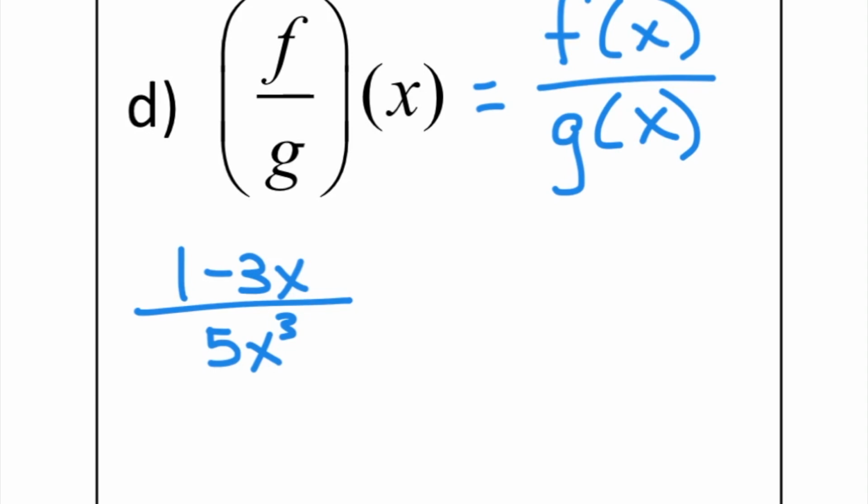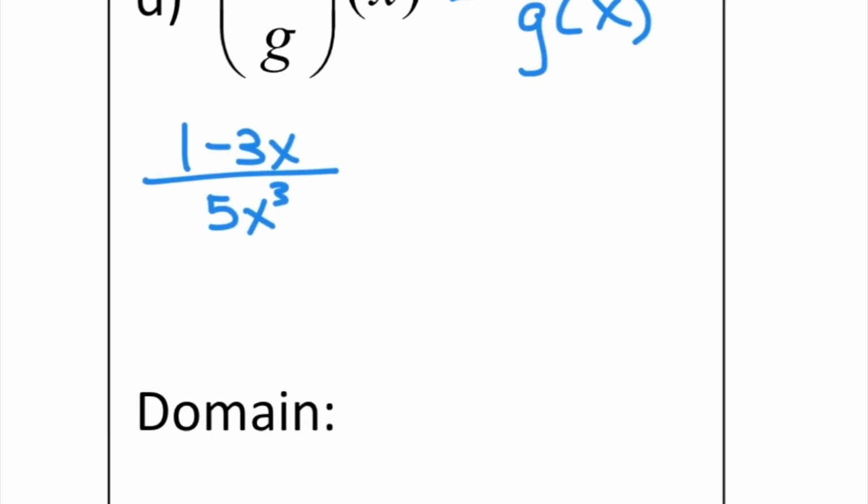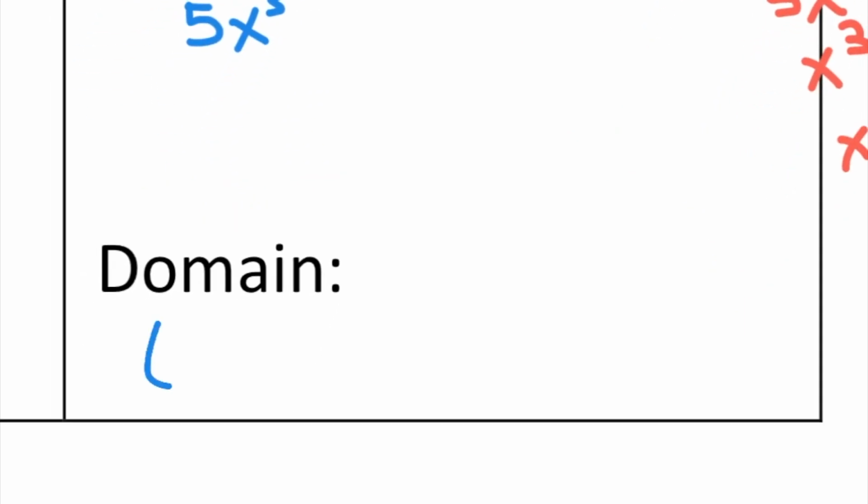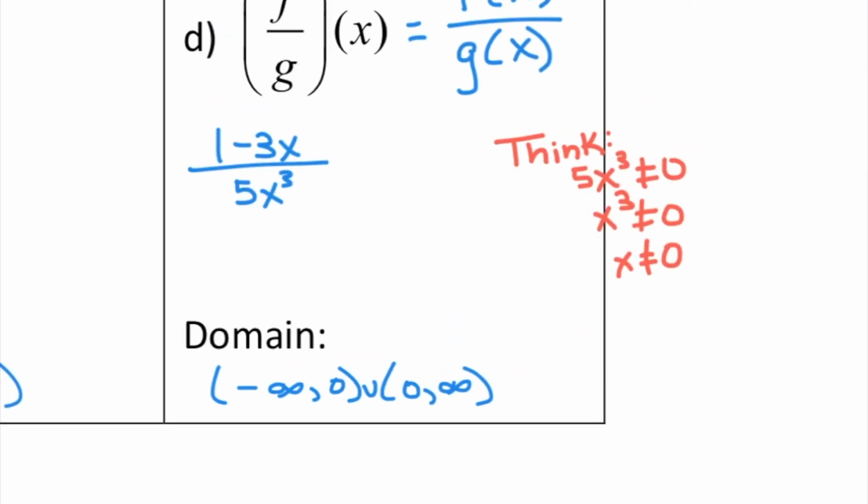And we have to restrict the domain here because 5x cubed, remember your thinking here is that 5x cubed cannot equal 0. Divide both sides by 5. X cubed cannot equal 0. Therefore, x cannot equal 0. And so your domain for this one is going to be negative infinity to 0, not including 0, and then 0 to positive infinity.